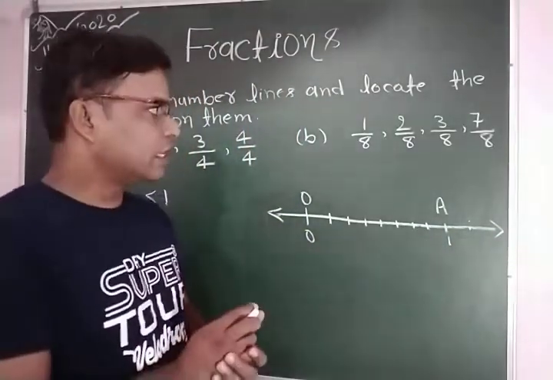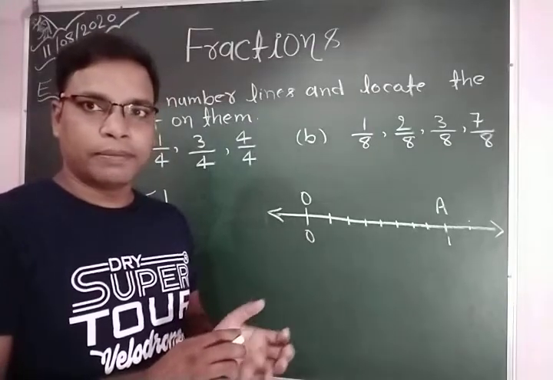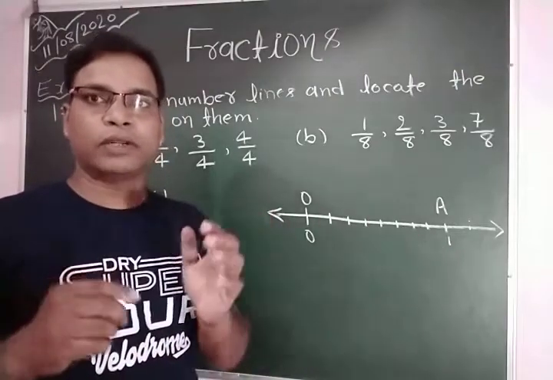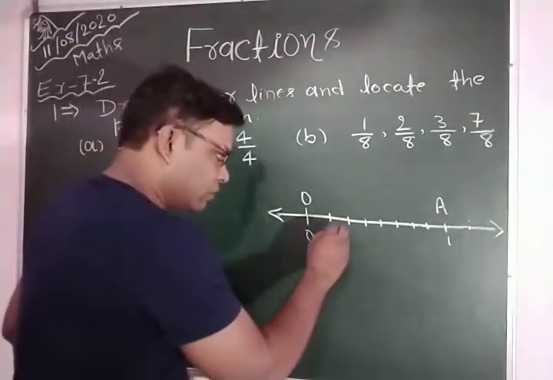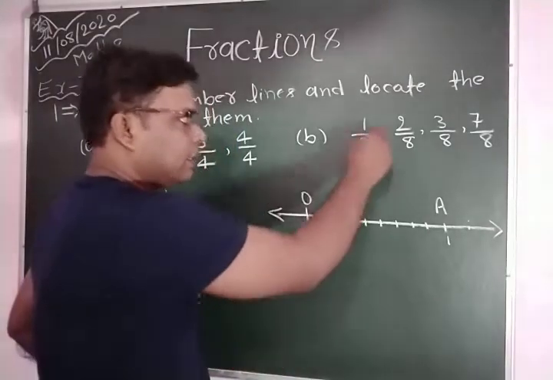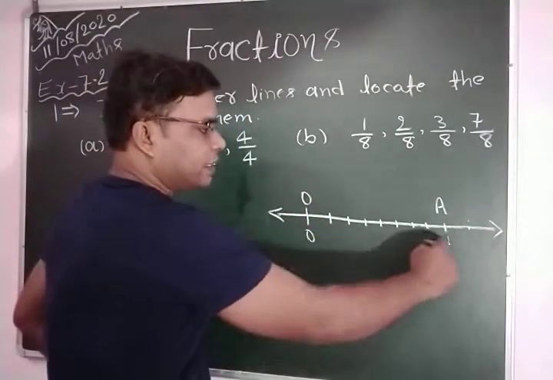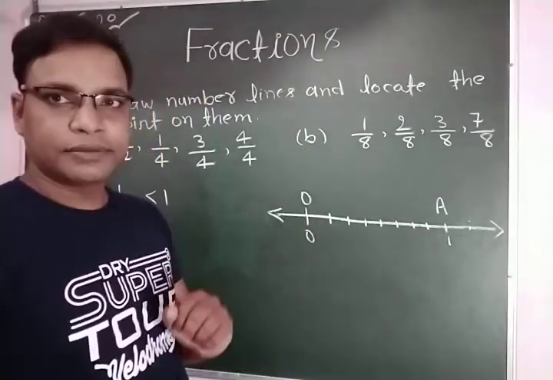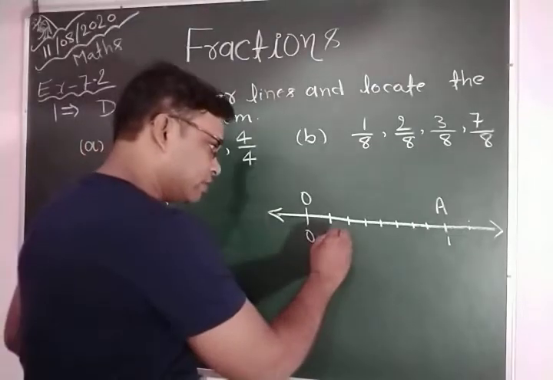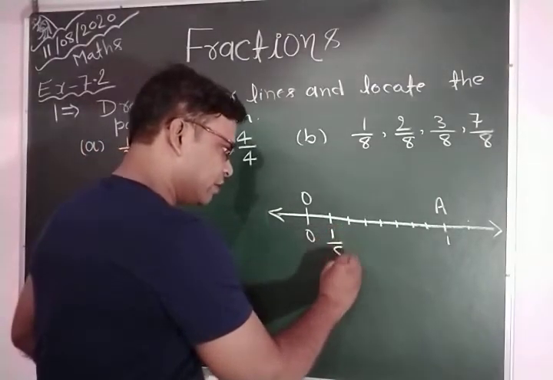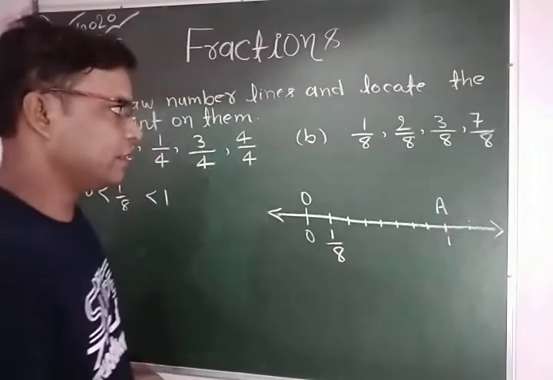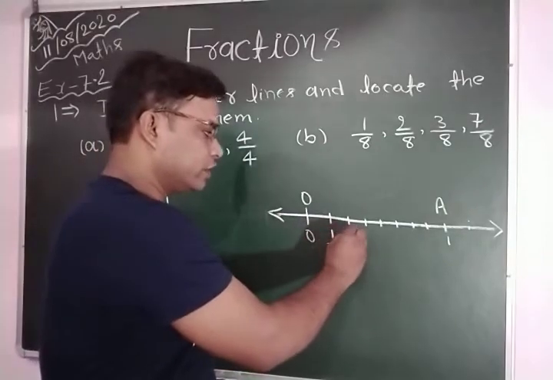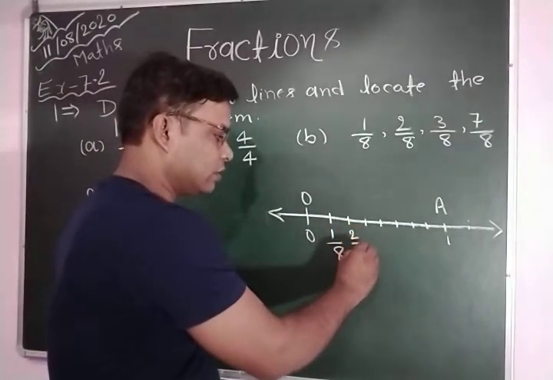So we divide the line segment between 0 to 1 into 8 equal parts. So this becomes 1 by 8. This is the first part. For these fractions, we divide the line segment between 0 to 1 in 8 equal parts, and we take one part. So this part represents 1 by 8. Okay, and this part, 1 2, this part represents 2 by 8.